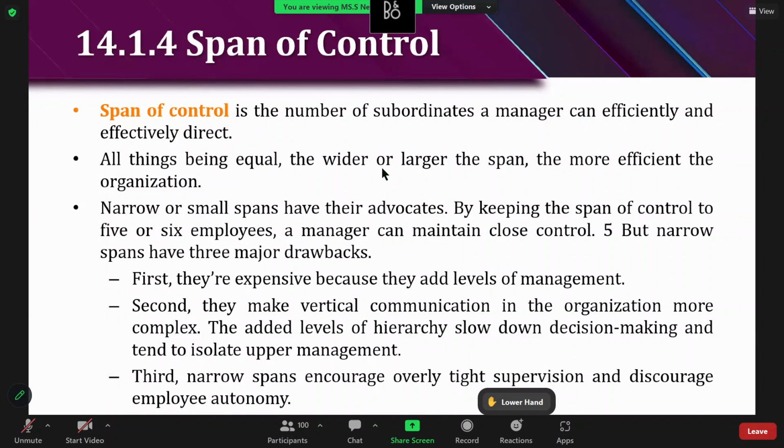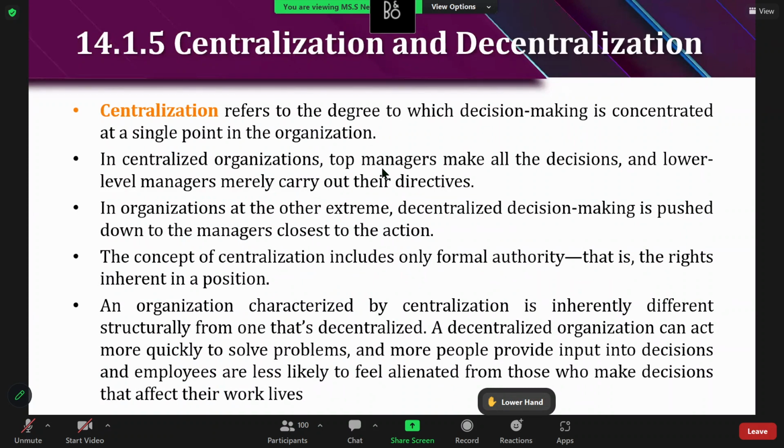So it is said that the larger the span of control, or the wider the span of control, the more efficient the organization would be. And the next element of this organizational structure is centralization and decentralization. Centralization means how much the decision-making power is concentrated at a single point in the organization. Maybe the top management reserves all the power to make the decisions, or the decision-making power is decentralized, in the sense that it is delegated to lower level employees. How much of the power is delegated to lower level employees is the decentralization.